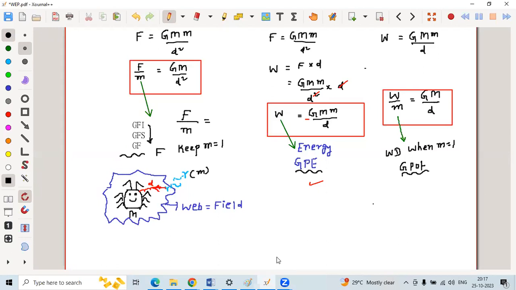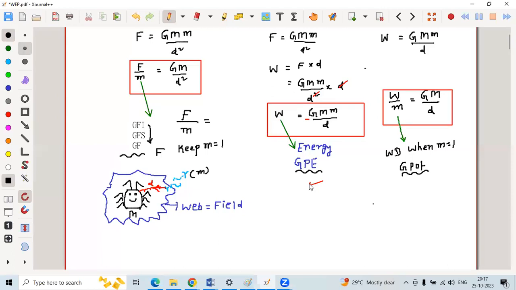Okay, see, listen carefully. They have written the same formula for both. Work done, this is also work done. Work done on whom? Potential. What is the definition? Work done, where mass m is equal to 1. Keep m equal to 1. That is called potential. So what is the meaning of that? Work done on 1 kg mass is potential. Work done on the total mass is potential energy. That's all.